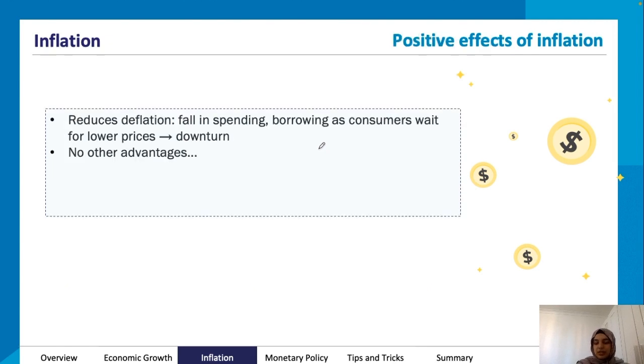So, what is the positive effect of inflation? There's really not much other than the fact that it reduces deflation, which is a fall in spending. So, borrowing as consumers wait for lower prices. So, that can cause a downturn. But yeah, other than that, there's really no other advantages associated with inflation.